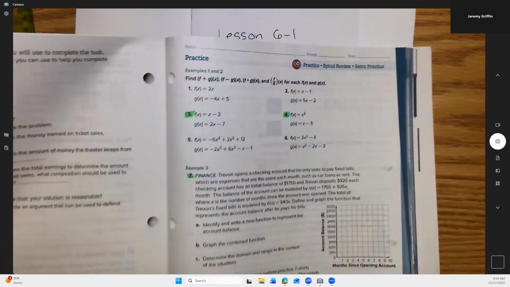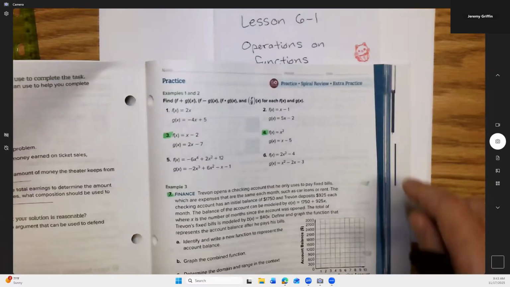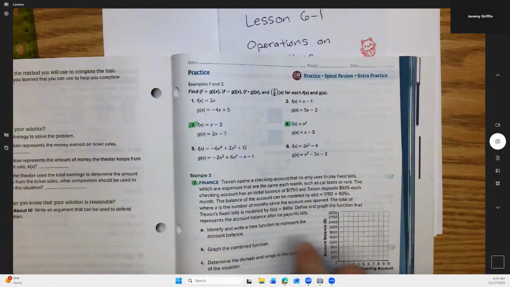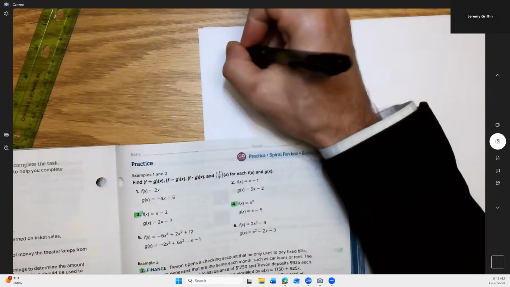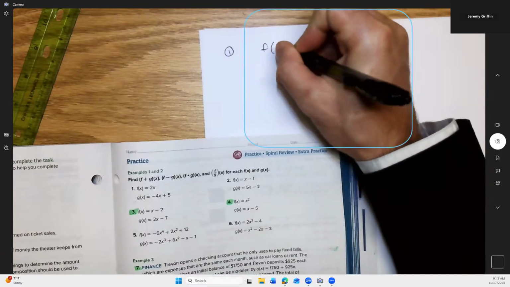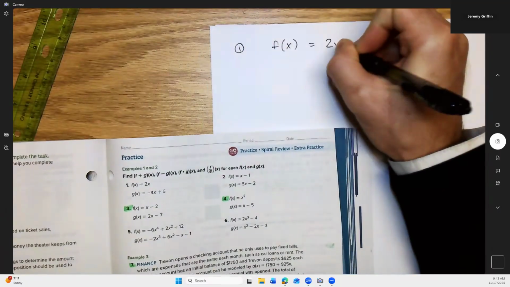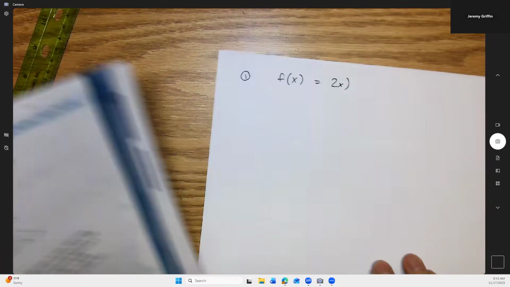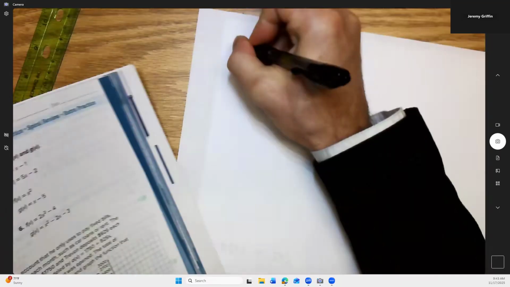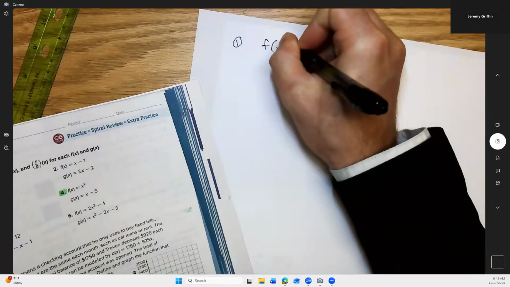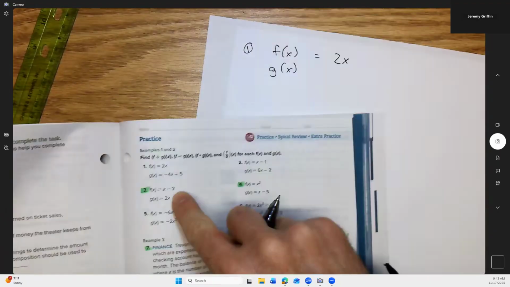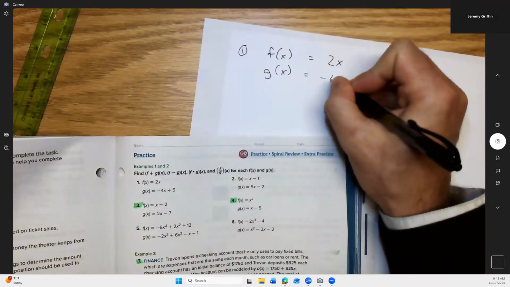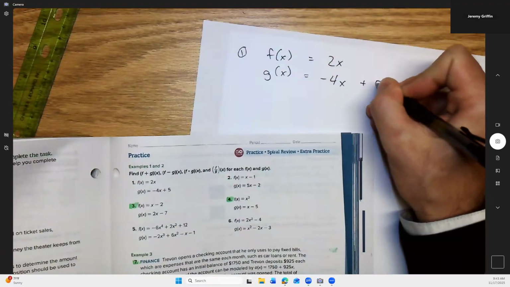But here, I'll do something real straightforward. Let's do number 1 straight out of the book. They give you a couple of functions. So I'll write down the functions here. f of x is 2x. And then g of x, they're giving us negative 4x plus 5.